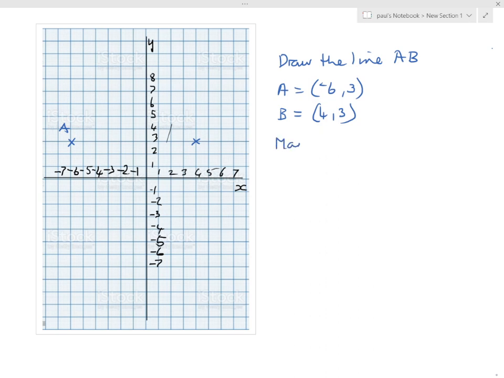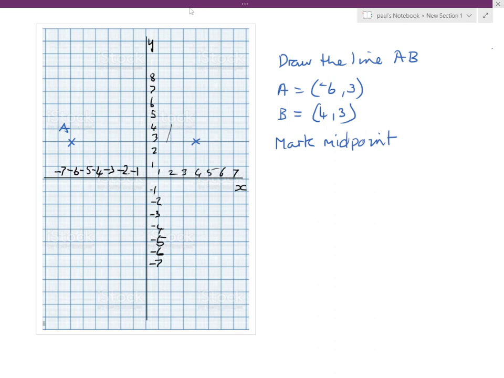and we're going to mark the midpoint of that line. So we need to join the points up. So join them up like that, and the easy way to find the midpoint on a horizontal line is just count the squares between the 2 points, which is 1, 2, 3, 4, 5, 6, 7, 8, 9, 10. Half that, so it's 5. 1, 2, 3, 4, 5. So there will be the midpoint, and the coordinate of that midpoint will be minus 1, 3.